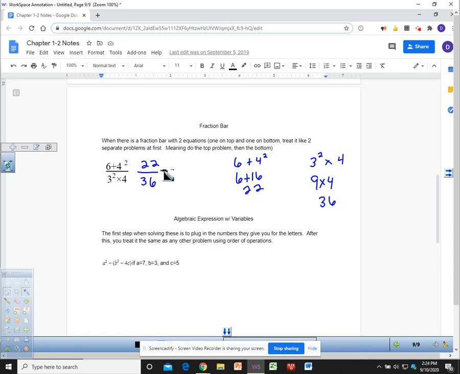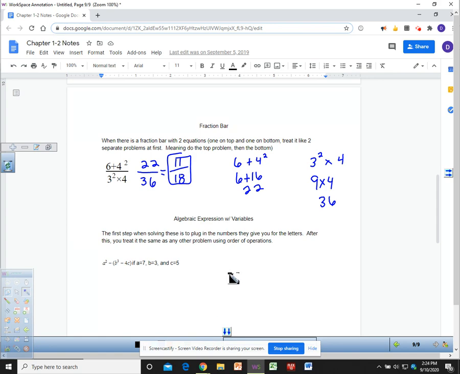We have a fraction. I always say leave it as a fraction and simplify it. So we both know 2 goes into these 2 numbers. So I'm going to divide both of these by 2 to simplify it. Gives me 11 over 18. There's my answer.